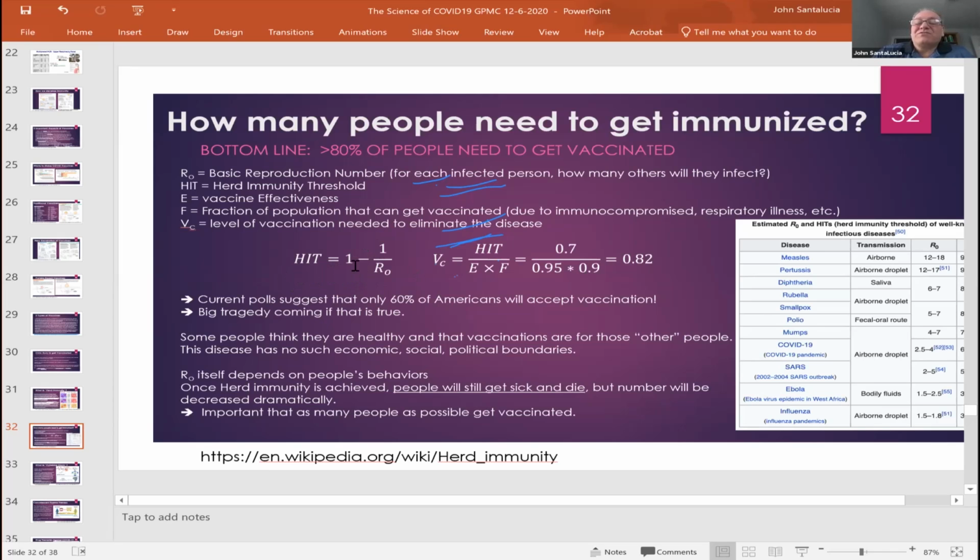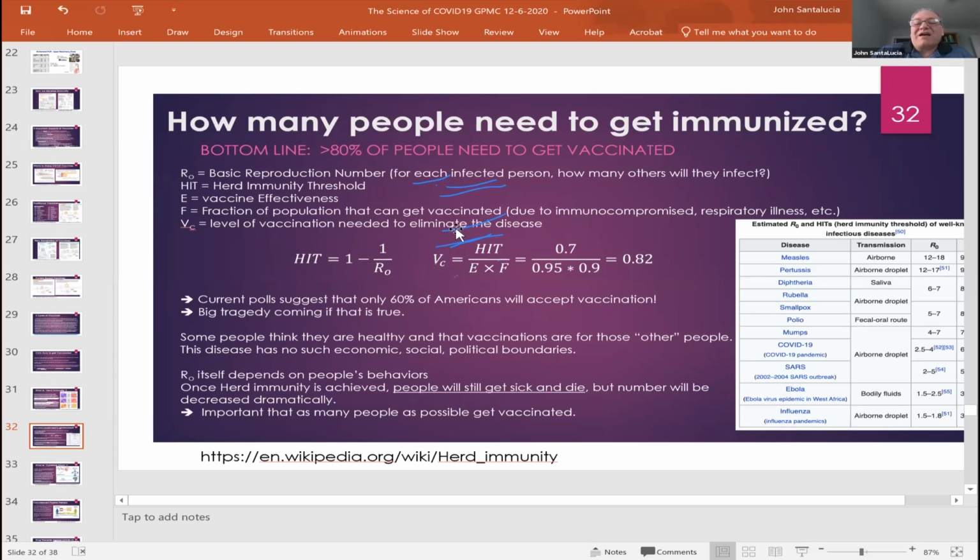So for SARS-CoV-2, according to our best information, about 70% of people would need to be immunized. Now, the problem is that there are some other effects that come into play. The critical amount of vaccination needed is called V sub C. That is the amount you need to eliminate or minimize the disease.